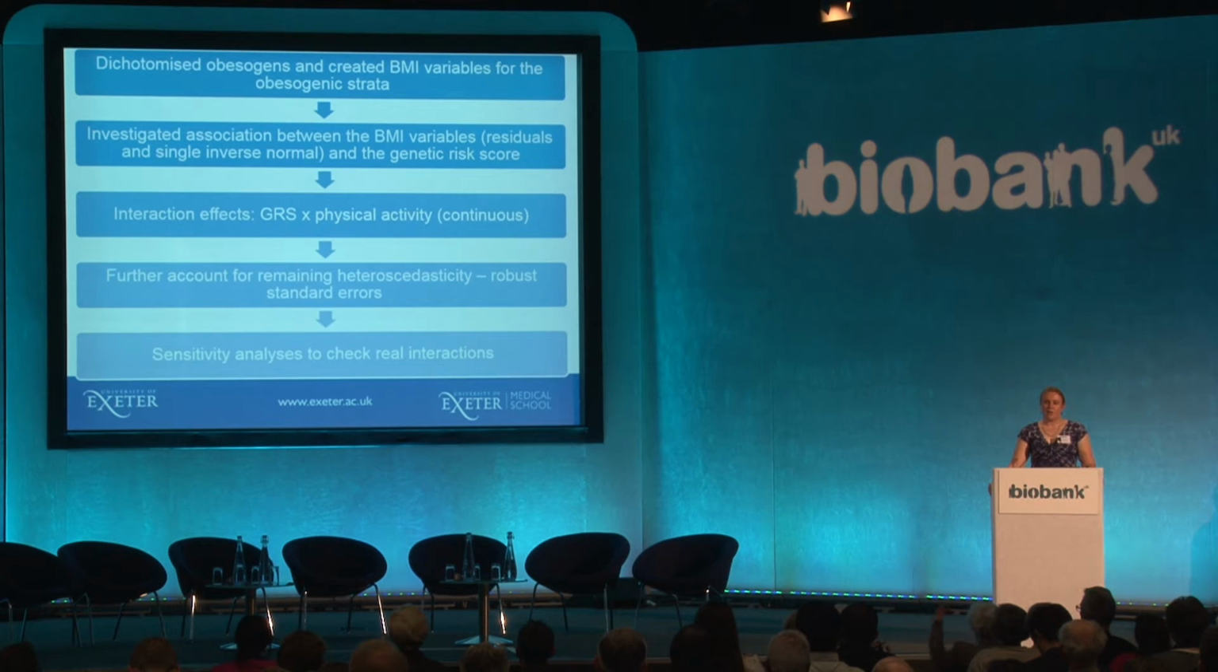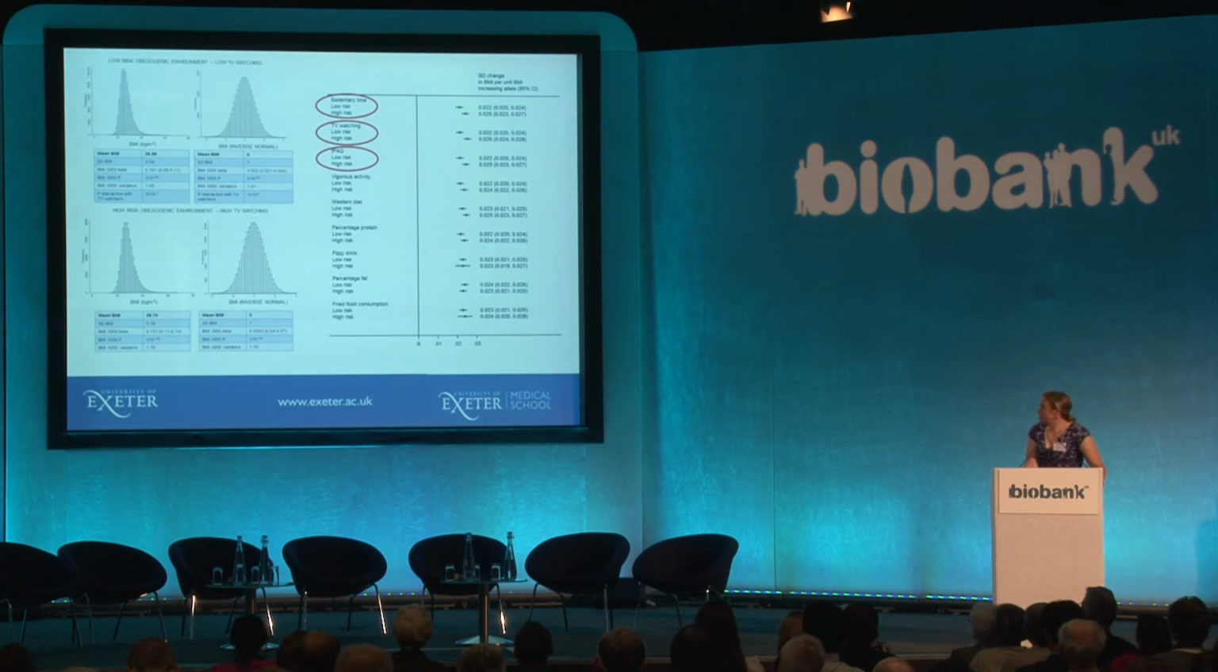And then we looked at how those BMI variables associated with the genetic risk score. We calculated interaction effects using continuous measures, and then we tried to further account for heteroscedasticity using a number of statistical techniques, and performed a number of sensitivity analyses to check that the interactions were real. So what did we show?